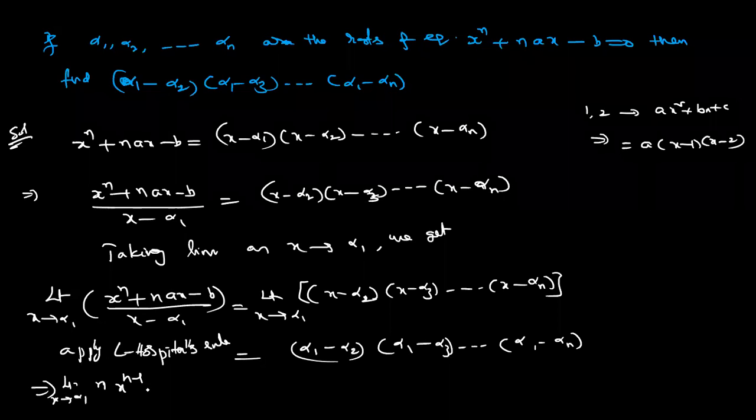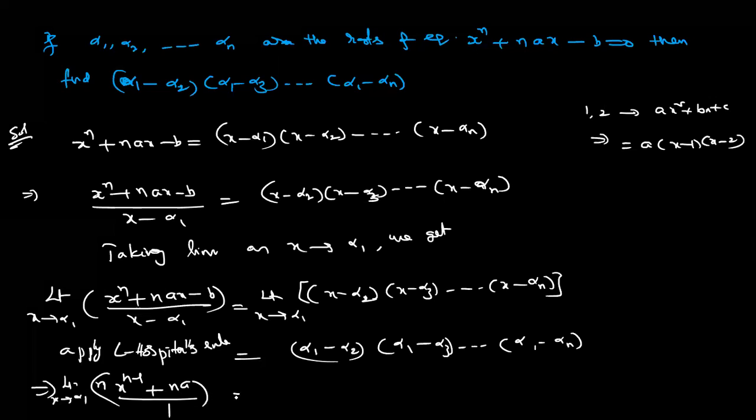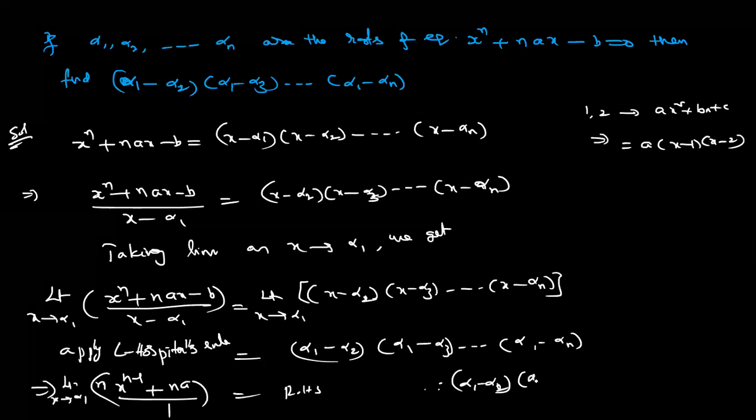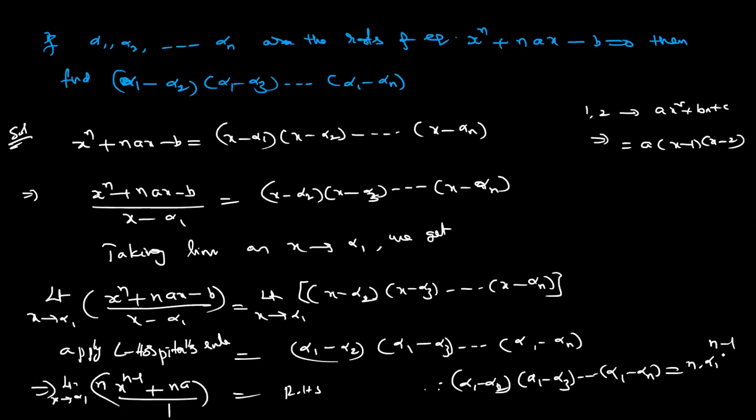Into x power n minus 1 plus na by 1. So this is the RHS. Therefore, alpha 1 minus alpha 2, alpha 1 minus alpha 3, and so on, alpha 1 minus alpha n. Now put this value n into alpha 1 power n minus 1 plus na, that is the answer.